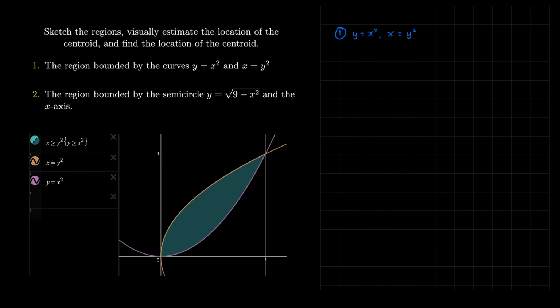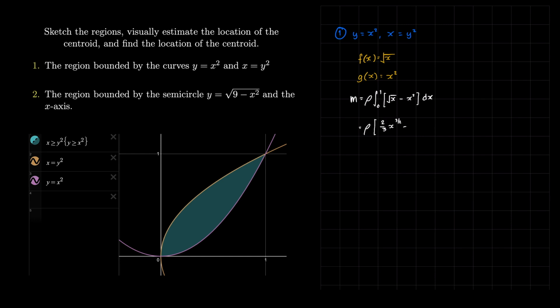So pwede nating i-disregard yung lower half ng parabola na to. Kaya pwede natin siyang isulat na upper function f, so f of x equals square root of x, and yung lower function g of x natin ay equal dun sa isa, sa x squared. Hanapin muna natin yung mass, which is density times the area. Or in this case, it's density times the definite integral of the region from 0 to 1.